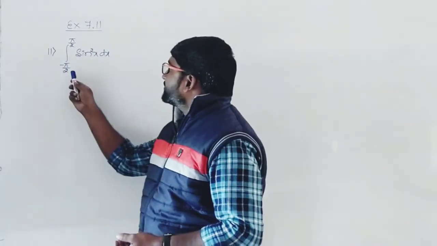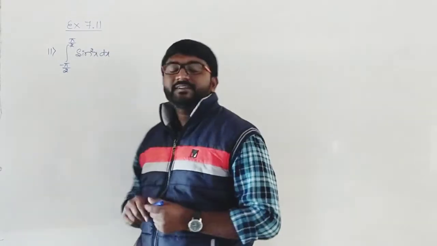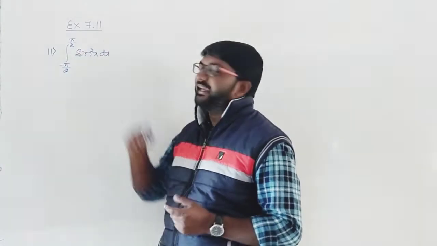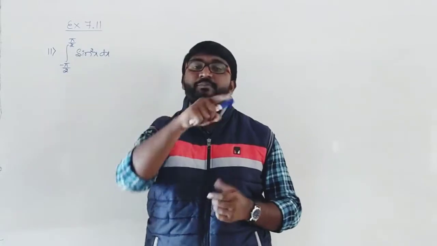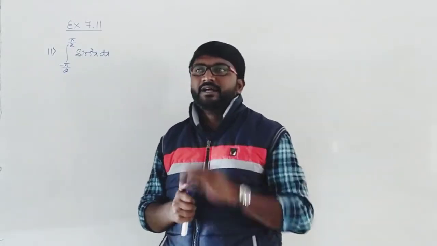Well, the 11th question is integral from minus pi by 2 to plus pi by 2 of sin square x dx. So observe the limits here. It is in the form of minus a to plus a. That means we have to make use of the property P7, the last property. That means we have to check whether it is an even function or an odd function.